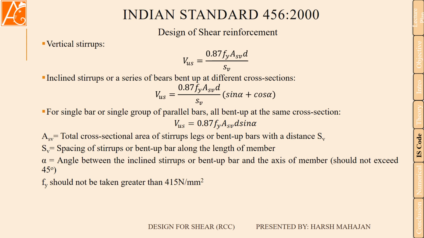Here one thing you should note. First of all, fy should not be taken greater than 415 Newton per mm square, meaning the grade should be 415 only. Why? Because we don't want brittle failure. As you increase the fy, the bar becomes brittle, or its shear strength is also increasing, and crushing of concrete will occur. That's why you have to avoid this.